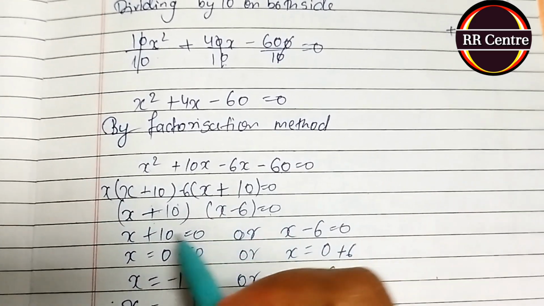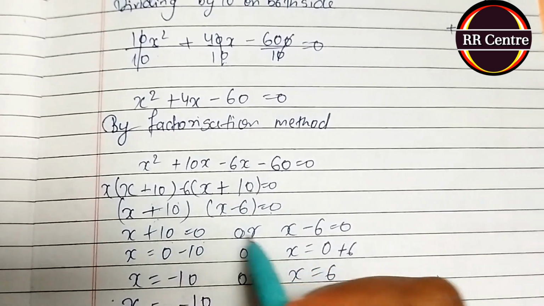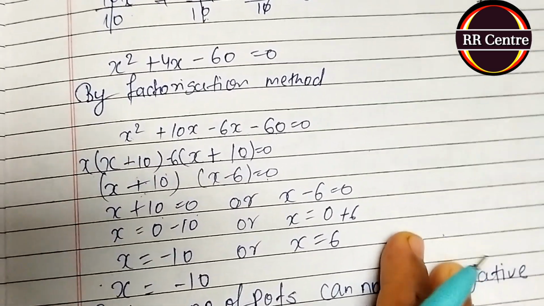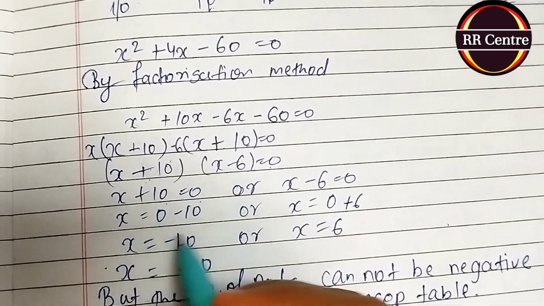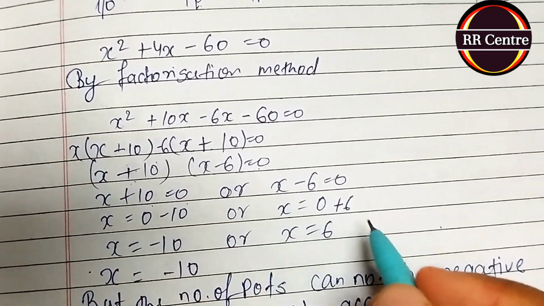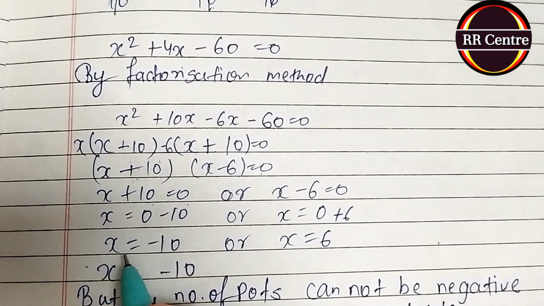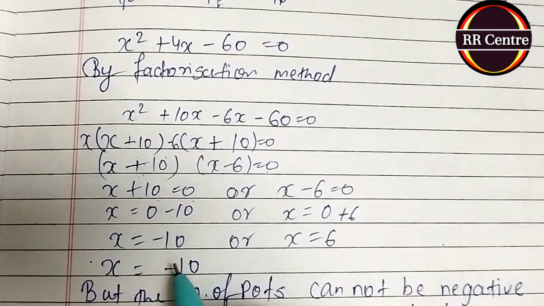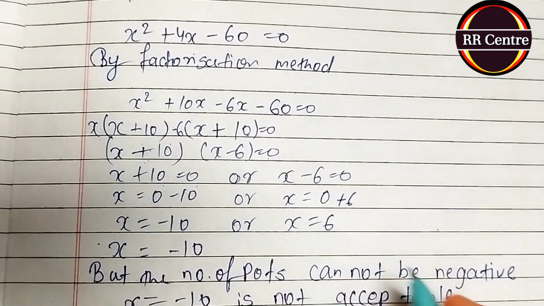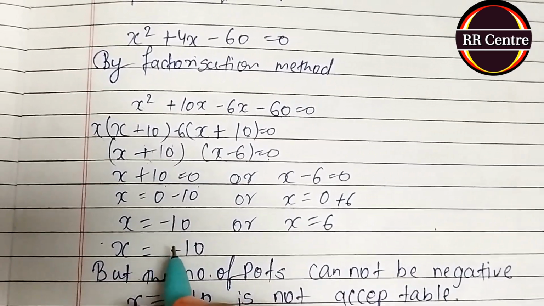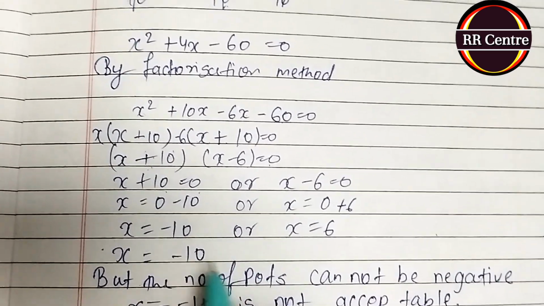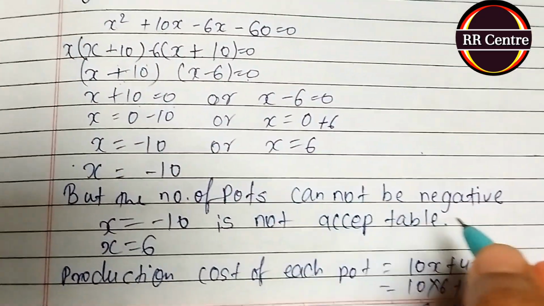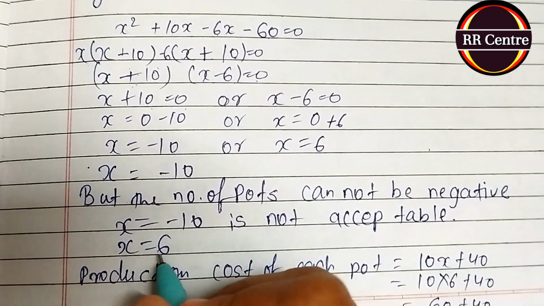x minus 6 is equal to 0, x plus 10 is equal to 0, or the next one, x minus 6 is equal to 0. After that, the constant gets shifted after the equals sign, and this one is also shifted. So x is equal to minus 10, or x is equal to 6. But the number of pots cannot be negative, right? The number of pots would not be countable, right? Unacceptable. So x is equal to 6.